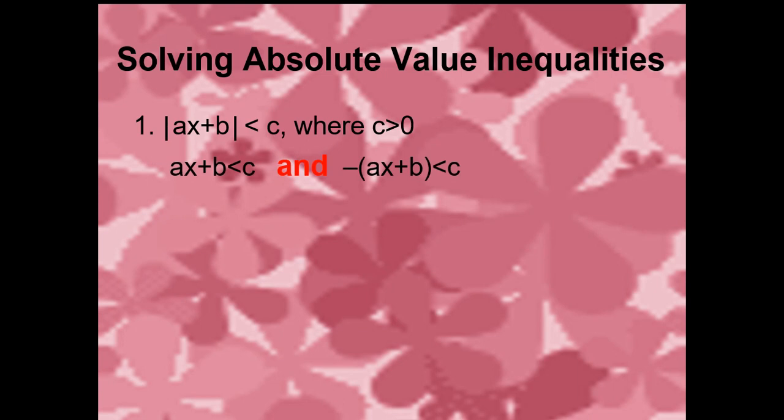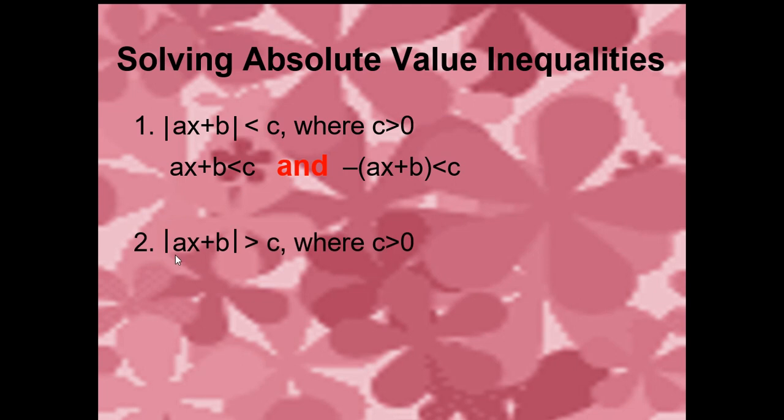It's similar, exactly like the equation. But you just need to know if it's smaller, here it's and. So I have ax plus b less than c and minus ax plus b less than c. And sure, c should be positive because absolute value cannot be less than a negative number. If you see less than minus, it's impossible. You're going to see it later in the classroom.